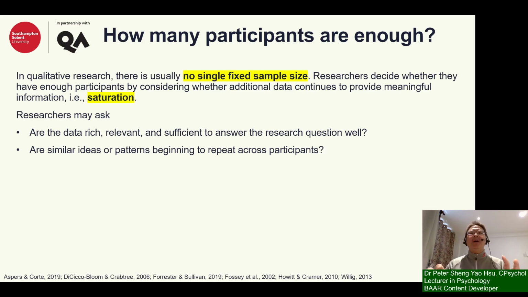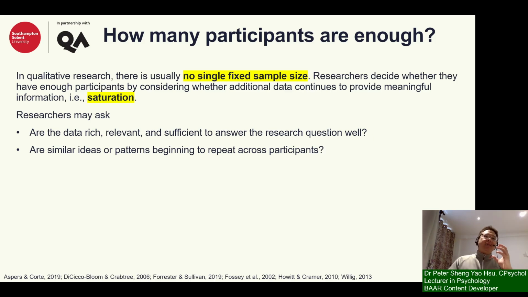It is not just about hearing the same word again. Researchers need to think about whether the data are rich, relevant, and sufficient to answer the research question well. So, there are two useful questions here. First, are the data rich, relevant, and sufficient? In other words, do the participants provide enough detail to help us understand the phenomenon? Second, are similar ideas or patterns beginning to repeat across participants? If so, this might suggest that the researchers had enough data for the purpose of the study.